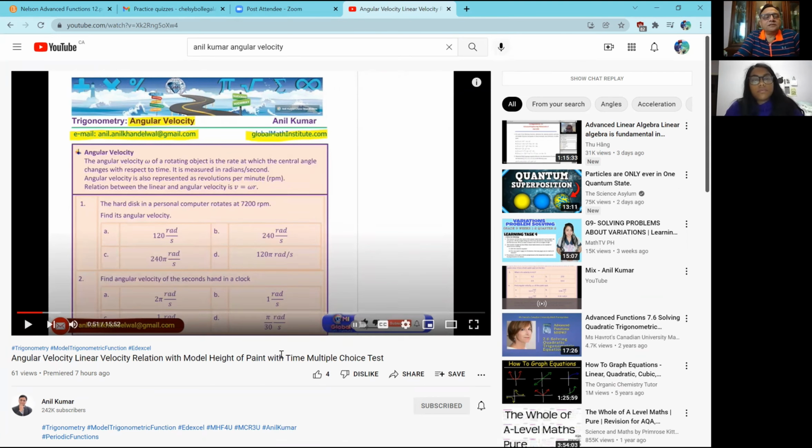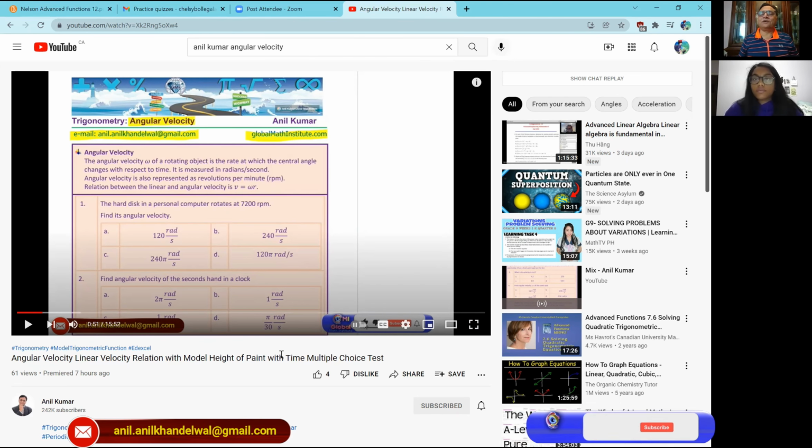The very first one is, the hard disk in a personal computer rotates 7,200 RPM. Find its angular velocity. This was also your first question, kind of. Very similar. The way to do it is, now you understand, revolutions per minute. 1 revolution means 2 pi radians, correct? And 1 minute means 60 seconds. Convert the units, get your answer.